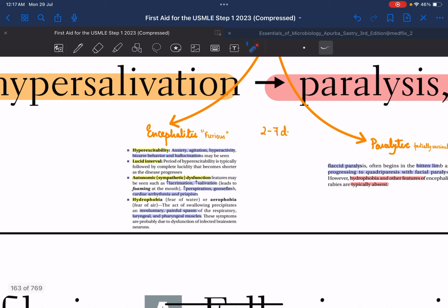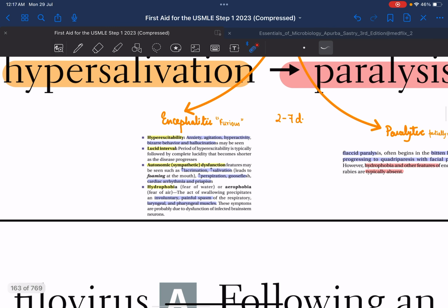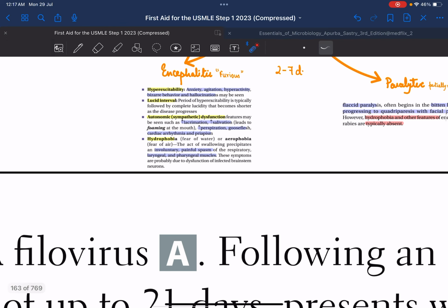Okay, and after this the patient has sympathetic dysfunction, which will involve increase in lacrimation, that means excessive tearing from eyes, increase in salivation, that means foaming of the mouth, increased perspiration, goosebumps, cardiac arrhythmias, and priapism. Okay, after sympathetic dysfunction, the patient will have hydrophobia or aerophobia.